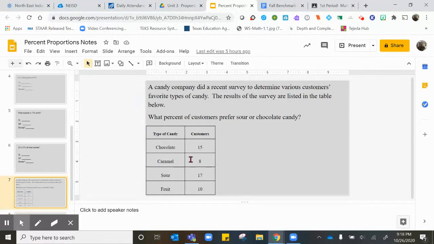All right, so let's talk about this word problem. 95% of the time, you're probably going to have some sort of a word problem versus the other situation we just saw. So it says, a candy company did a recent survey to determine various customers' favorite types of candy. The results of the survey are listed in the table below. What percent of customers prefer sour or chocolate candy? Well, let's set this up like our previous problems.